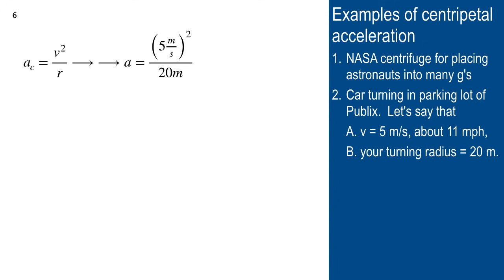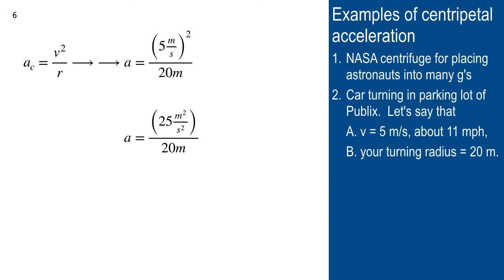A subscript c, centripetal acceleration, is v squared over r. So this one, you just plug in the numbers that you know. I gave you the speed, v, 5 meters per second, quantity squared, and then the radius, 20 meters. All right. And this is pretty doable. You could go around a 20-meter radius circle at 11 miles per hour without a problem.